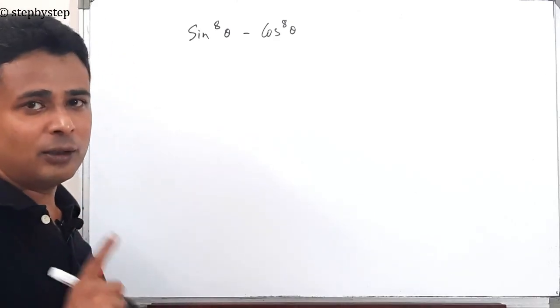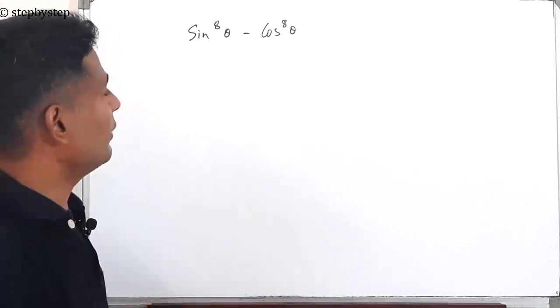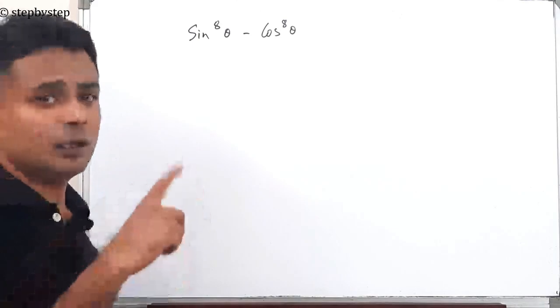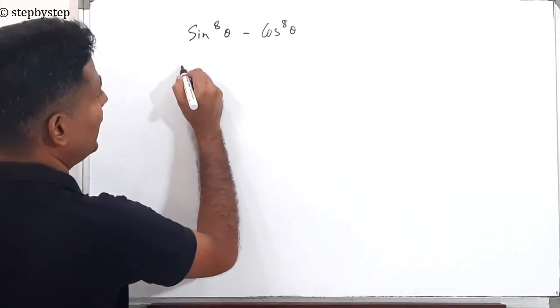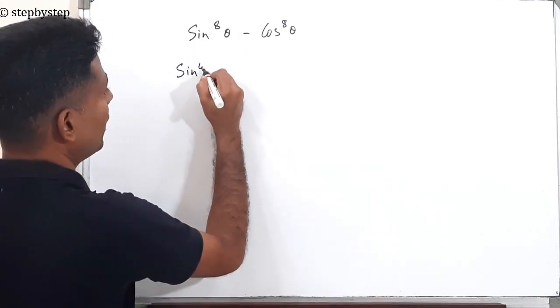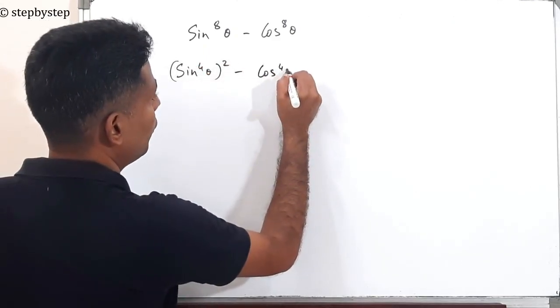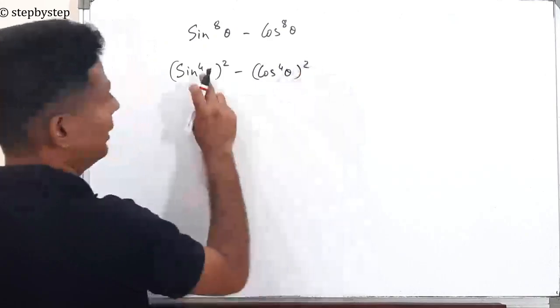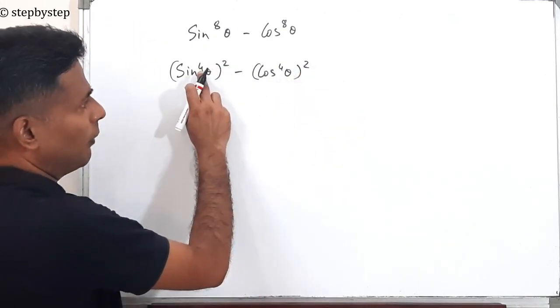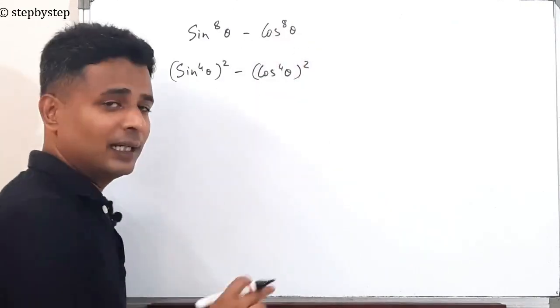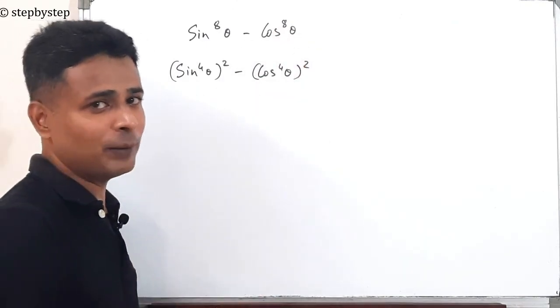Now if you remember, I told you in the previous modules that whenever you have whole to the power 4, whole to the power 8, we can write it in this form, that is sine to the power 8 theta can be written as sine to the power 4 theta whole square minus cos to the power 4 theta whole square. 4 into 2 is 8, and here also 4 into 2 is 8. These are basics, I hope you remember them.